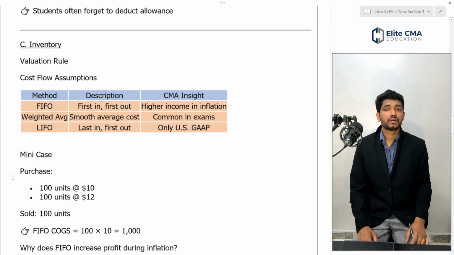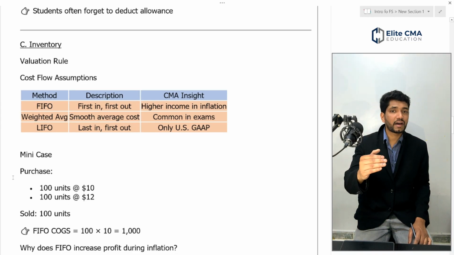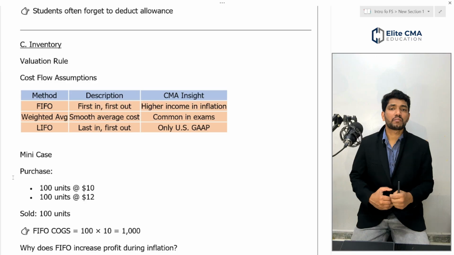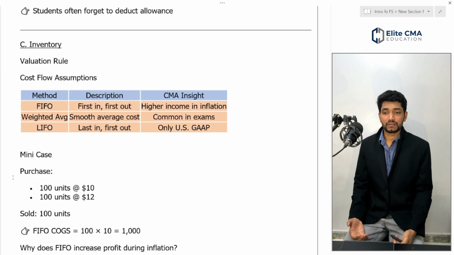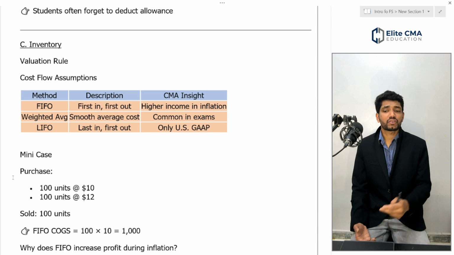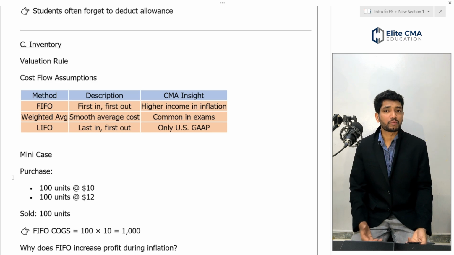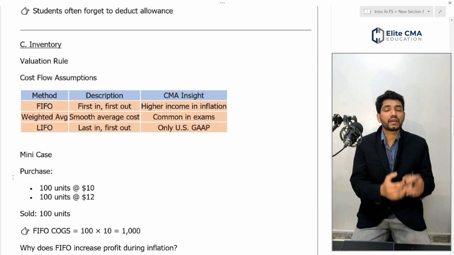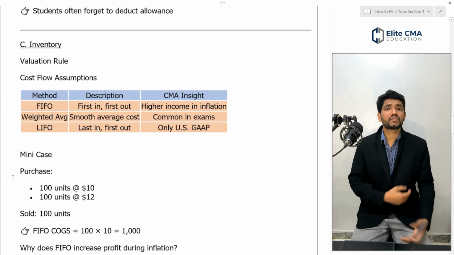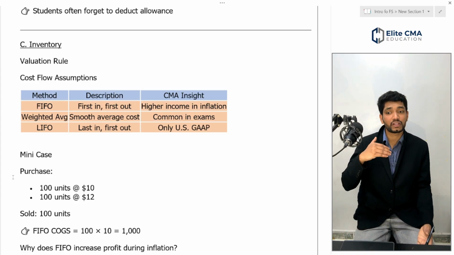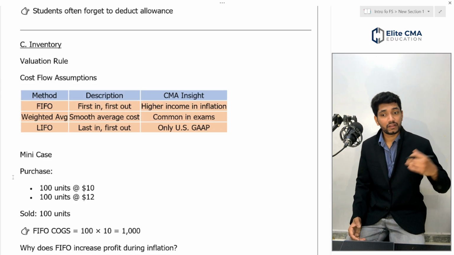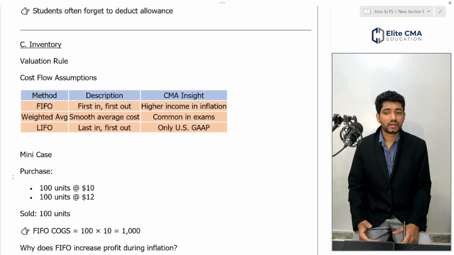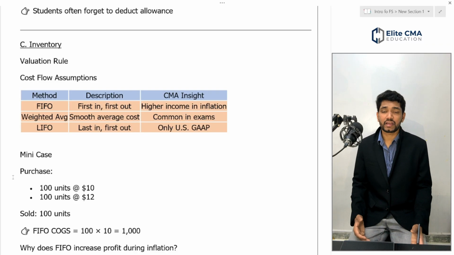Then the inventory. Inventory is one of the key components in the balance sheet under current assets, where in most companies it is a considerable value. So the valuation method: how are we valuing the inventory? Suppose you purchased some inventory at a particular price, then the price changed, and again you purchased it at a different price. In this case, how will you value the inventory? This is a consideration. So there are some assumptions in valuing inventory.